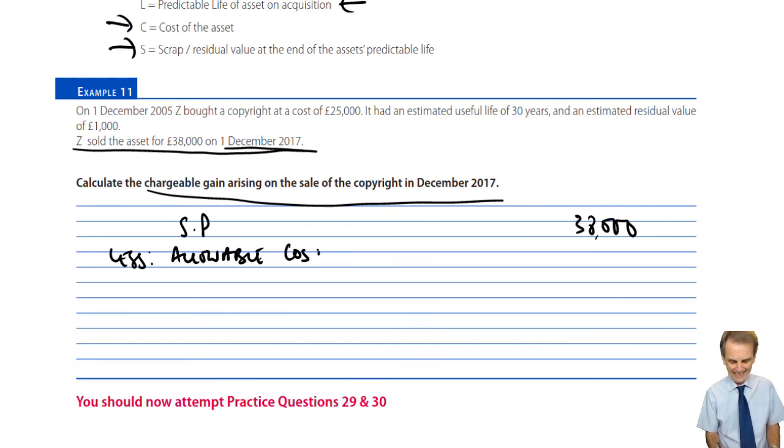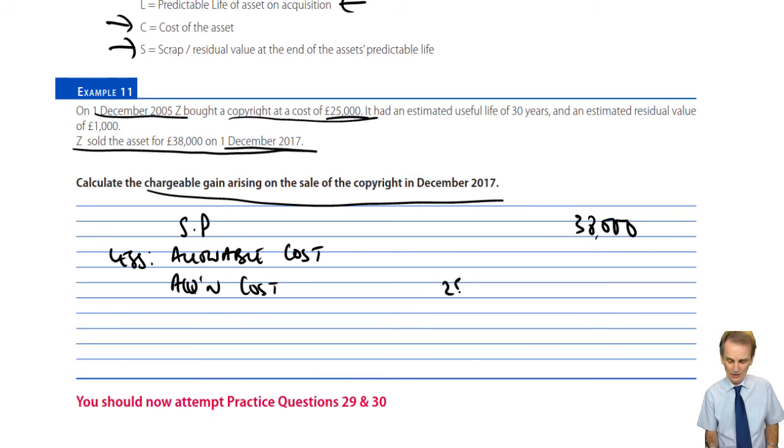And it's getting that allowable cost that is the problem. So what do we do? We pick up, of course, as the starting point, our original acquisition cost. Don't worry about that abbreviation. It's the original acquisition cost. So how much did we pay for that original acquisition? On the 1st of December 05, bought a copyright at a cost of $25,000.